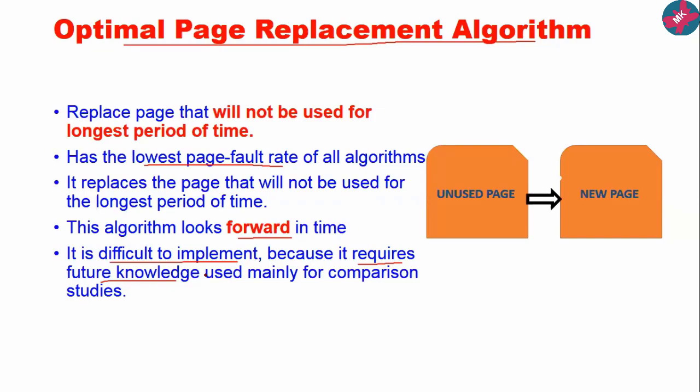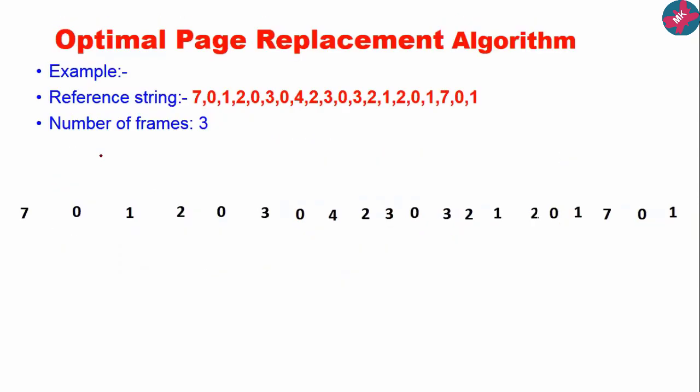So let us take one example for this. Again, I have taken one string, and I have considered that there are 3 frames in main memory. So this is my string. Let us start with page number 7. Obviously the first 3 will be page faults, right?